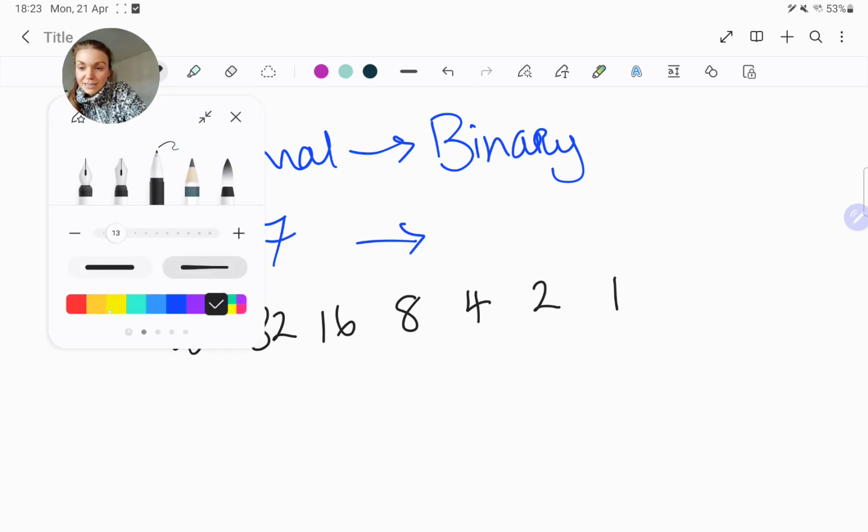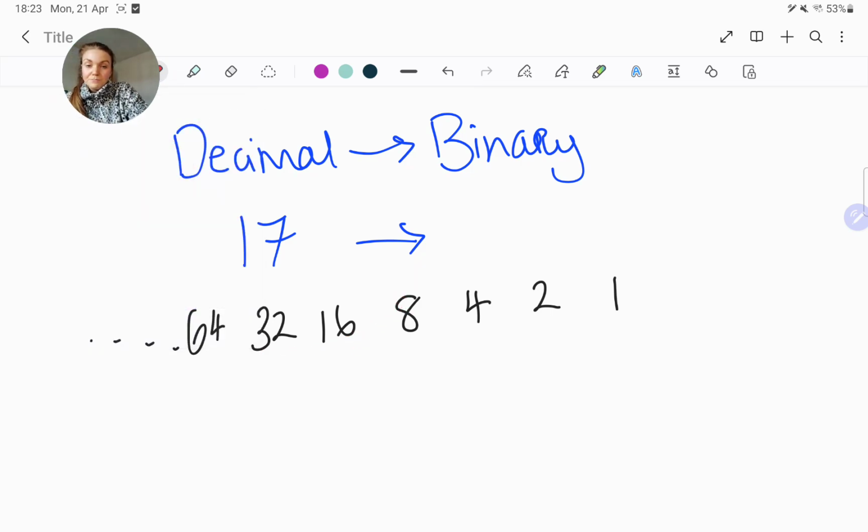Now, how we do these ones is like this. So we say we've got 17. So we can't start with 32. We have to start with 16, because 32 is too large. If we did 32 plus something, that's going to give us a number bigger than 17. So you always go to the number that just falls under the number that you want.